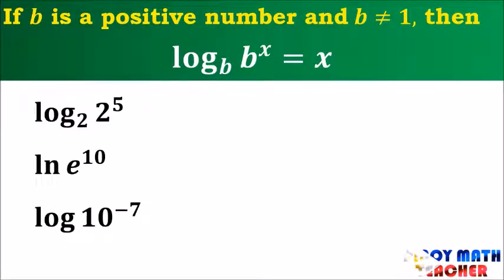So given, logarithm of 2 raised to 5 with base 2. So yan ang magiging equal sa 5. So yung exponent ng 2. So dahil, katulad siya nung base ng logarithm na 2 din. Okay, next we have ln e raised to 10. So ang magiging sagot dito ay 10. So yan ay dahil ang base ng natural logarithm ay e. So last we have logarithm of 10 raised to negative 7. So ang sagot dito ay negative 7 dahil ito ay common logarithm with base 10.